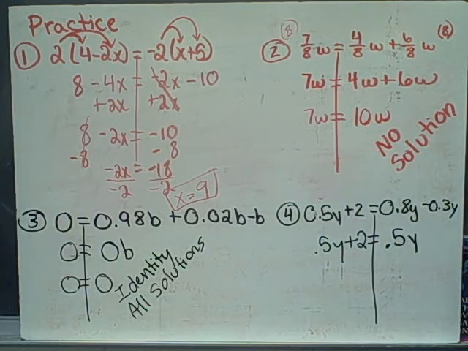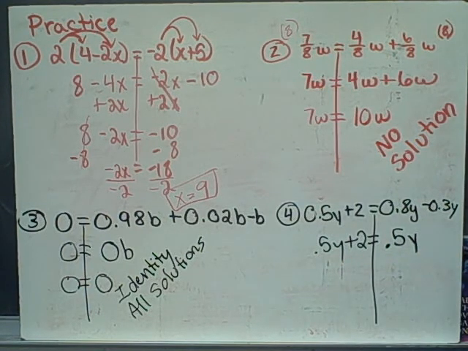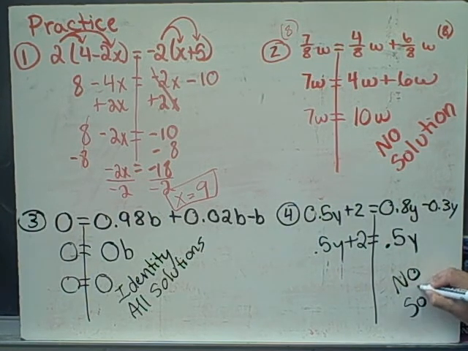Well, I could go ahead and subtract 2 from both sides. It would just move it over here. 0.5y would equal 0.5y. But it's not possible for 0.5y, or half of y, to equal half of y plus 2. That's just not a possibility. So this one would also be no solution.